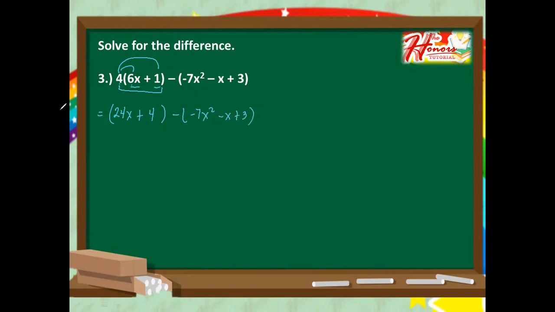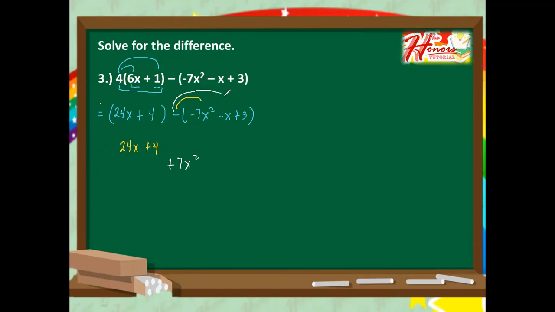Then, let's write it vertically to combine it. So we have here 24x plus 4. And then distribute this negative sign. Negative times negative 7x squared is positive 7x squared, but positive 7x squared doesn't have any partner. So therefore, let's write it here. If you want to write it here, then it's okay. As long as you will not write it below the first given because it doesn't have any partner with the first given. So please don't write it below the first given.